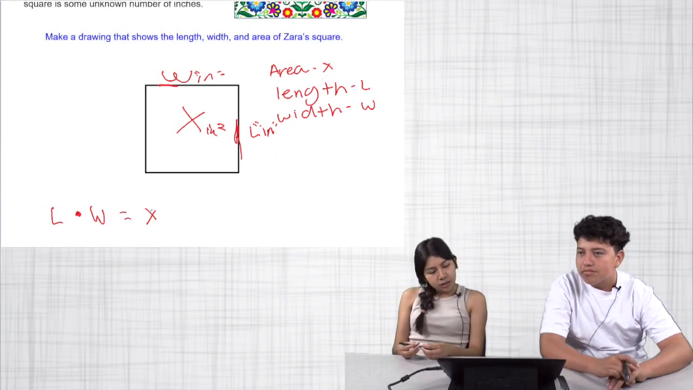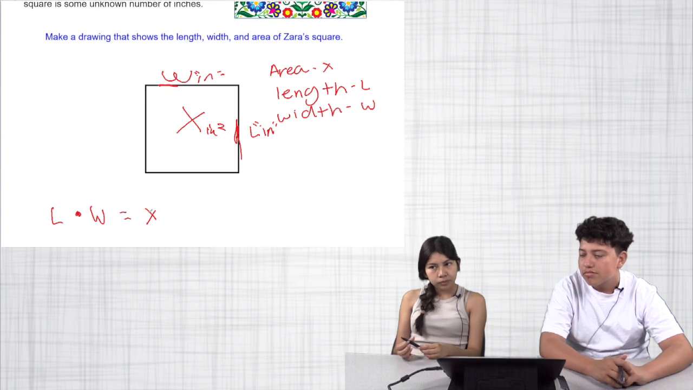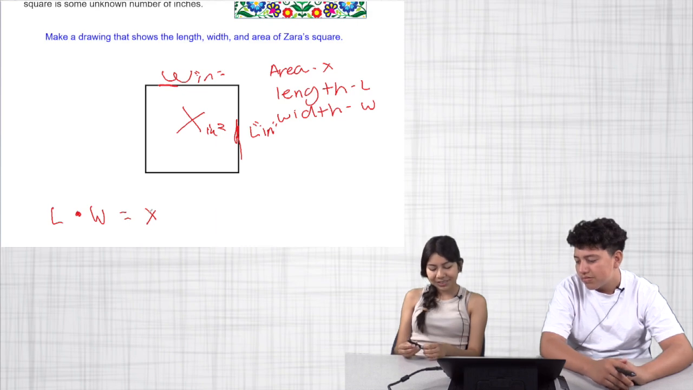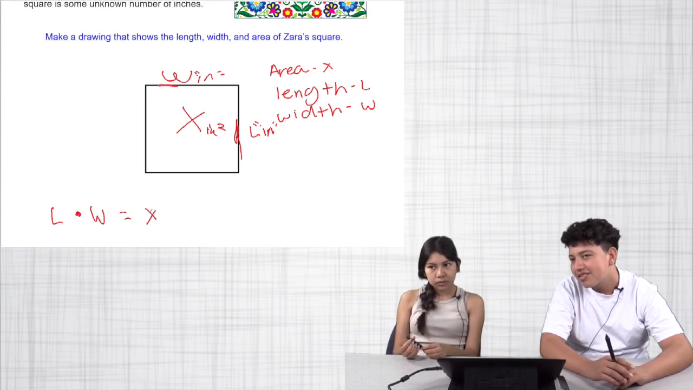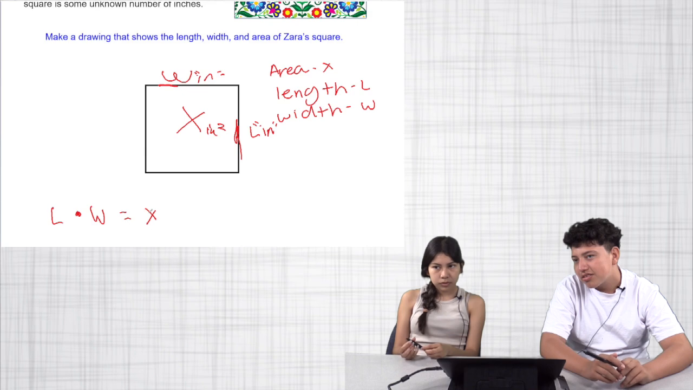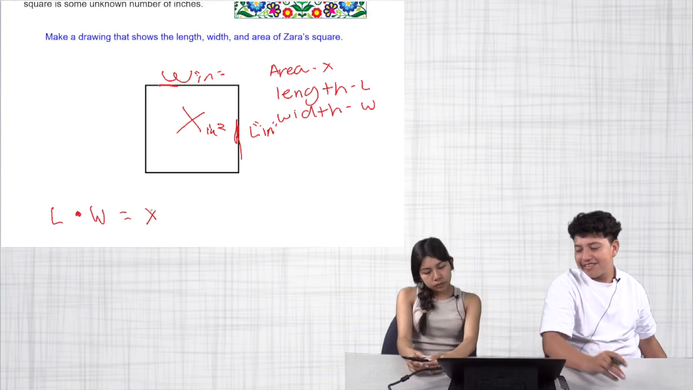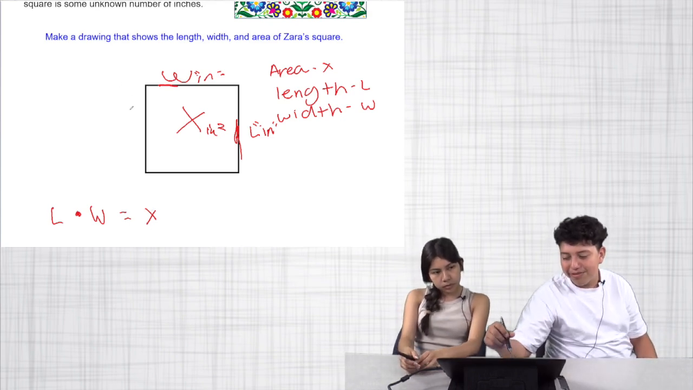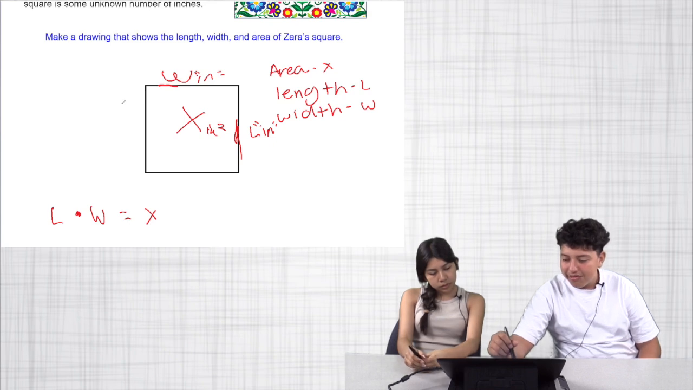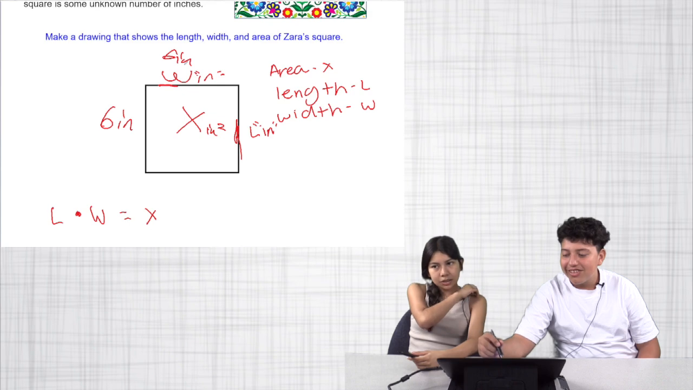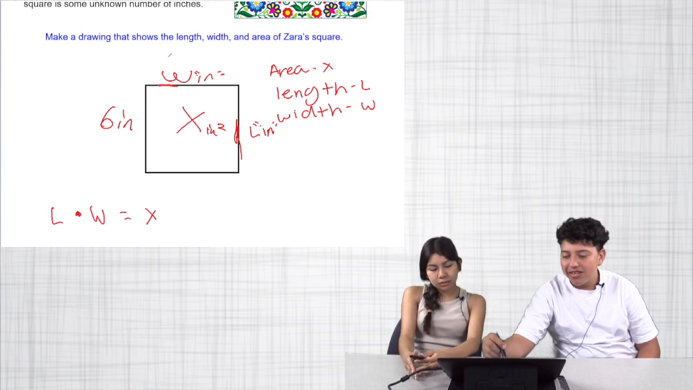Now, there's something really special about a square. What is it? About any square versus what we might call a rectangle. What's the difference? They've got to have the same sides. What do you mean? For example, if the length is 6 inches, the rest have to be 6 inches, or else it's not a square. Do you agree with that? Mm-hmm.